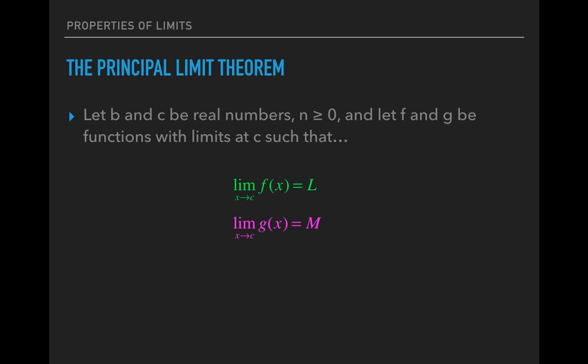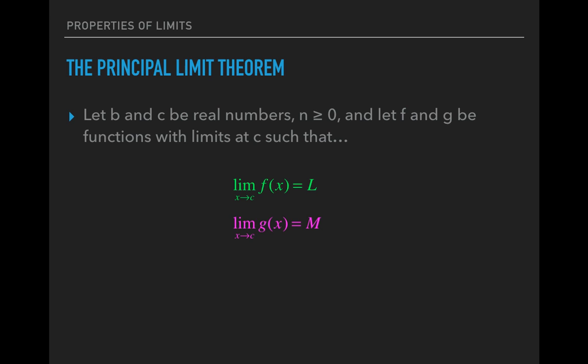So, the principal limit theorem, sorry about that, states the following. Let B and C be real numbers, and N is going to be some number greater than or equal to 0. And we're going to let F and G be functions with limits at C such that the limit of the function f as x approaches c is a number L, and the limit of your function g as x approaches c is going to equal M.